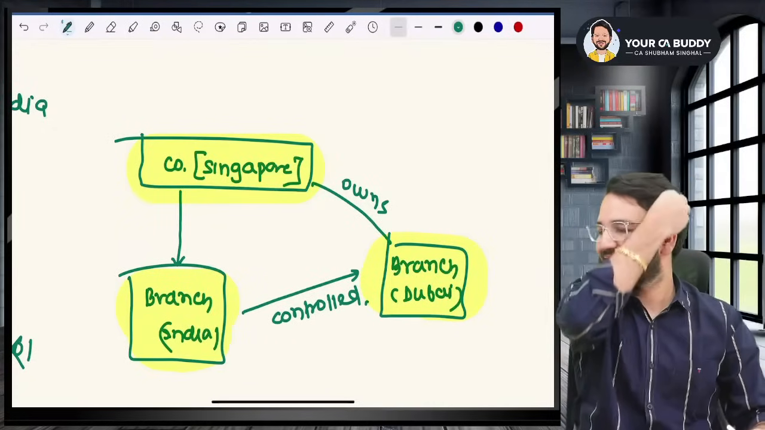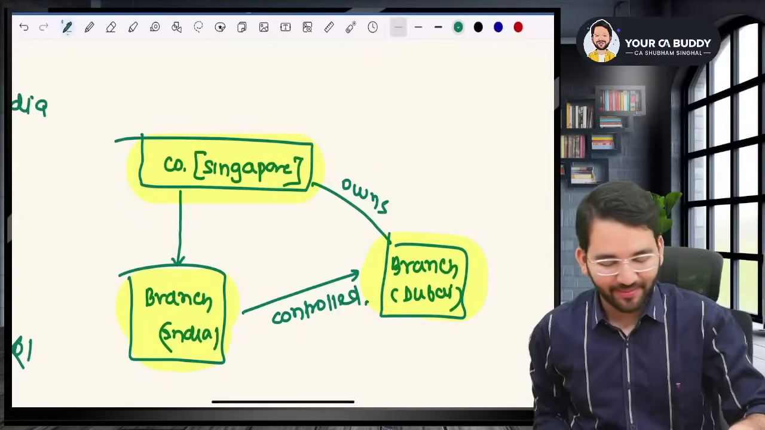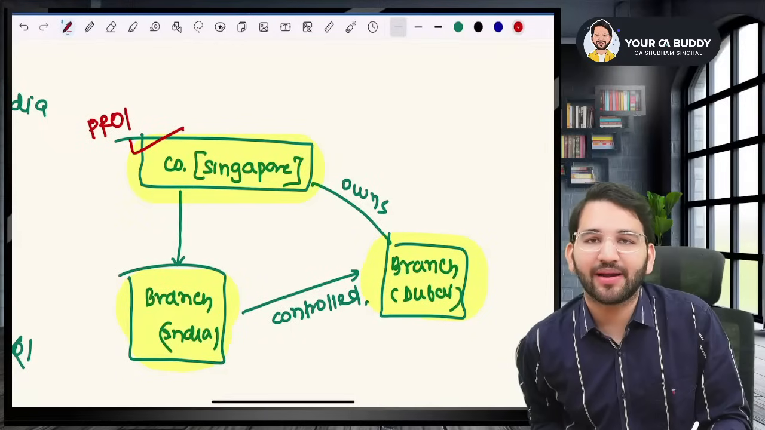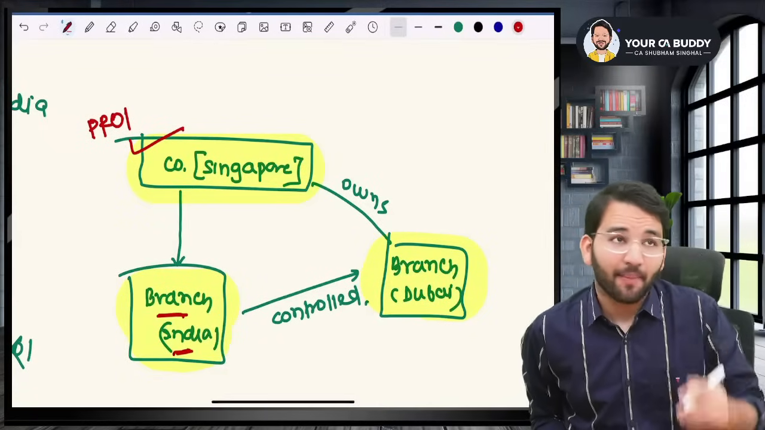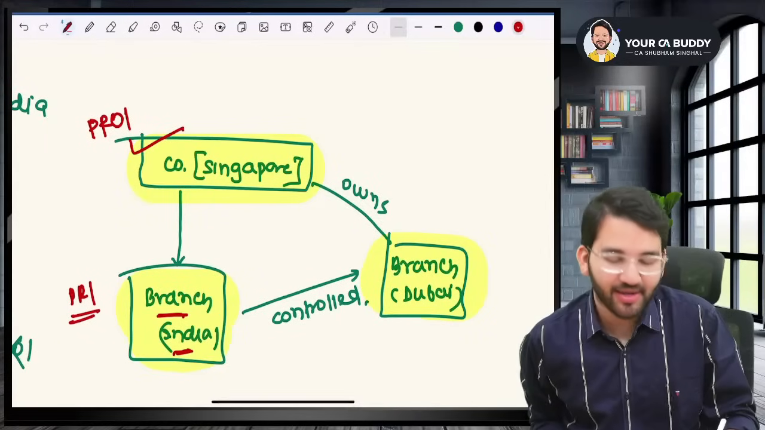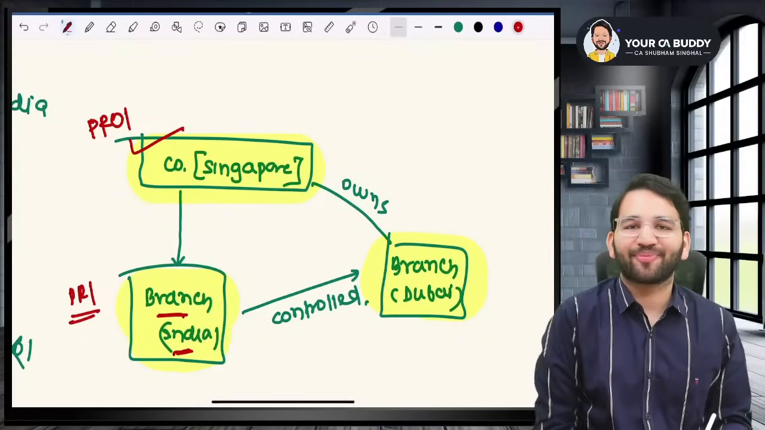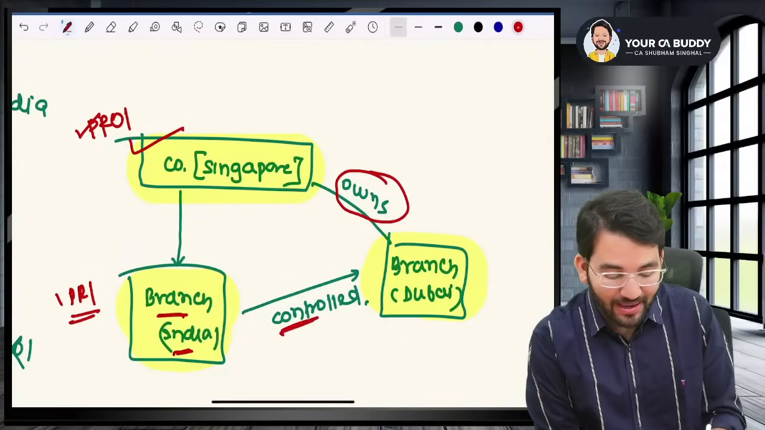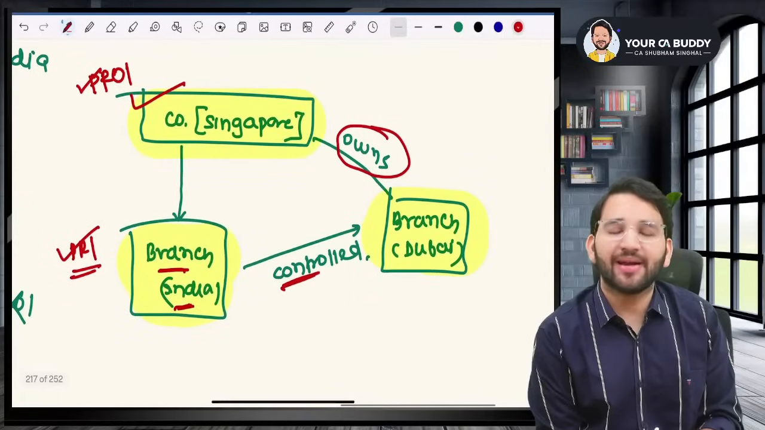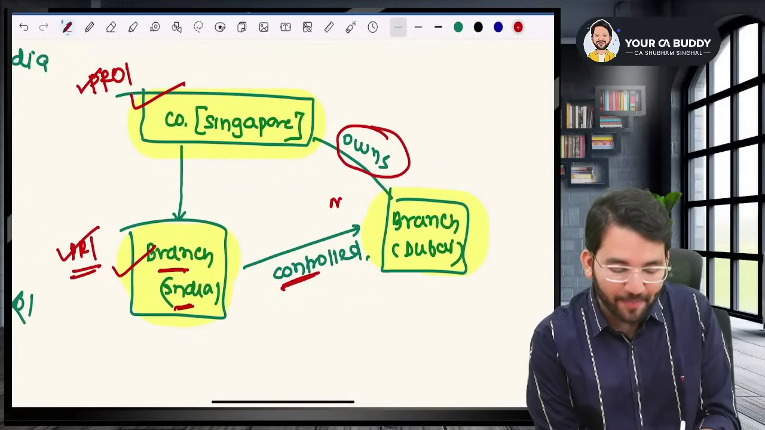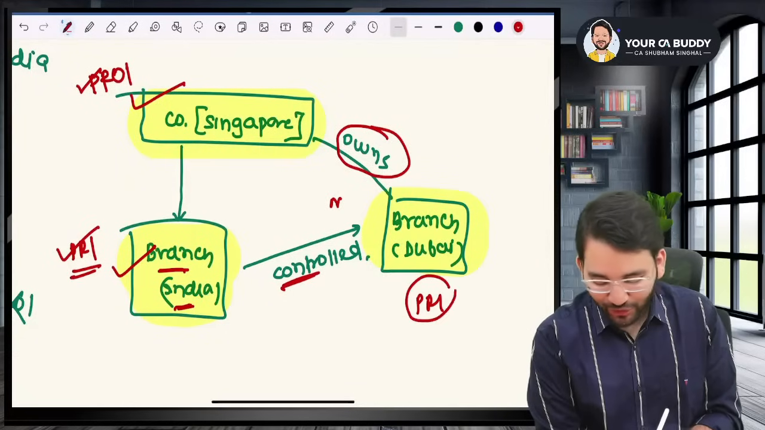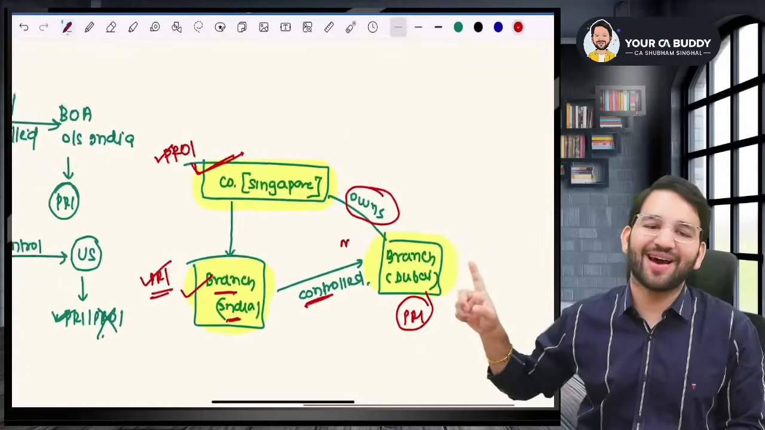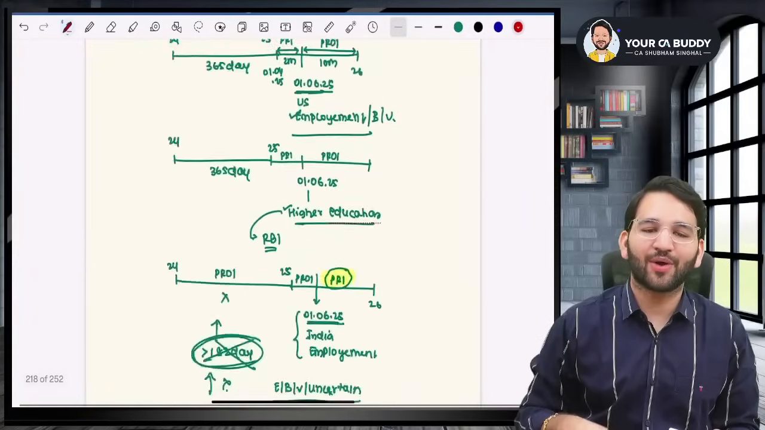Sir, the company outside India in Singapore is a person resident outside India. But the branch which is in India, because it is in India, will become a person resident in India. What about this Dubai branch, sir? Although it is owned by a PROI, it is controlled by a PRI. Any branch outside India which is owned or controlled by a PRI will be considered a PRI too. So although owned by the Singapore company, it is controlled by the Indian branch and hence it is a PRI. This is your complete definition of PRI, sir.